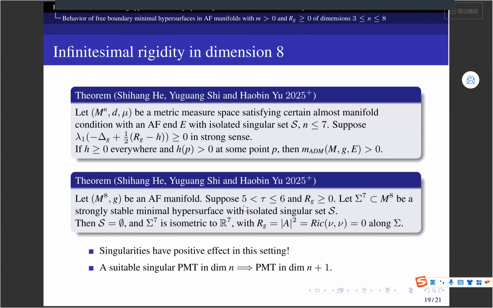So this infinitesimal rigidity follows from a singular version of the positive mass theorem in the spectral sense, in the strong sense. Here we say this spectral condition holds in the strong sense if you allow the test function to be a constant outside a compact set, which aligns with the definition of strong stability.